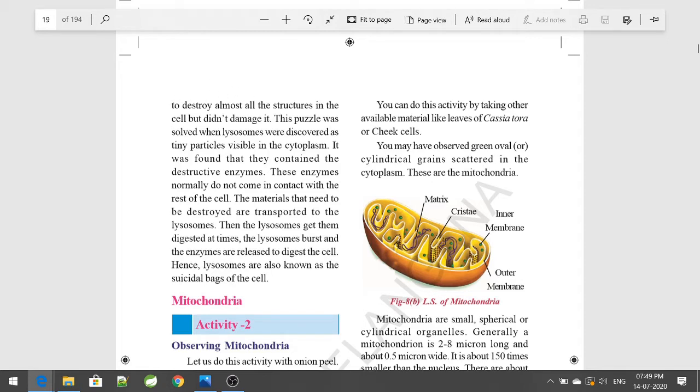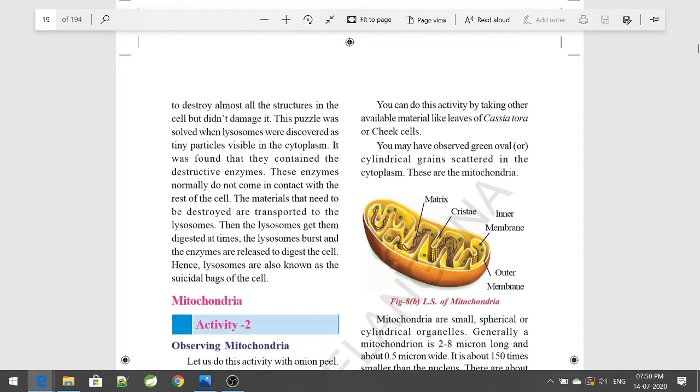See, our red blood cells and white blood cells have a particular lifespan. After that they will die. So why will they die? Because new cells have to be developed. In the same way, whatever whose work is over or whose lifespan is over, lysosomes will destroy it but won't damage the other organelles. So lysosomes are also called the suicidal bags of the cell.